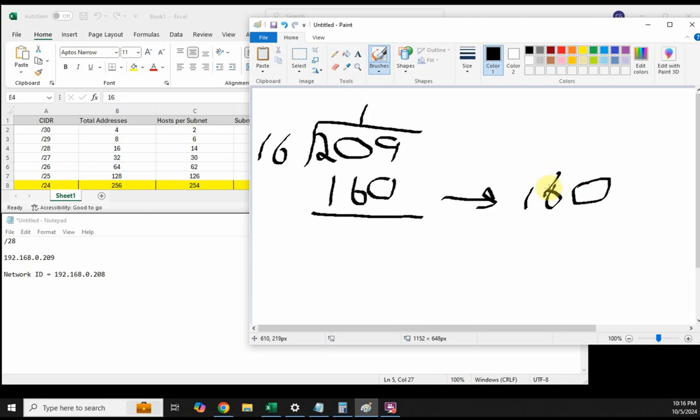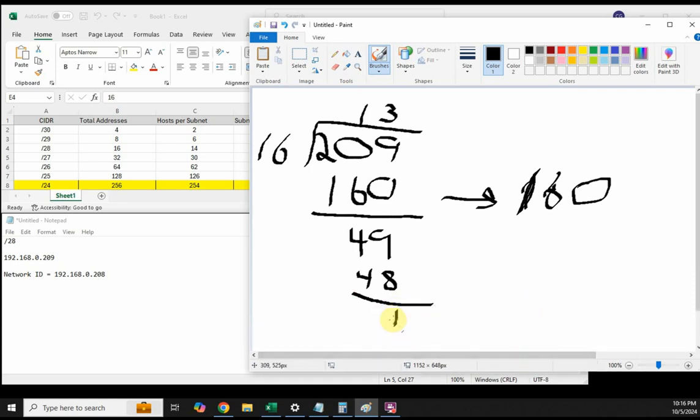Sorry, my pen broke, so I'm having to use my mouse, and it's really not that nice. Anyway, 160 over here, right? So what does that leave us left over? It leaves us 49 left over. Now 16 can go into 49, so we do it again. It can go in there 3 times, which gives us 48, which leaves us 1 here. 16 cannot go into 1, okay? So this is where we stop.